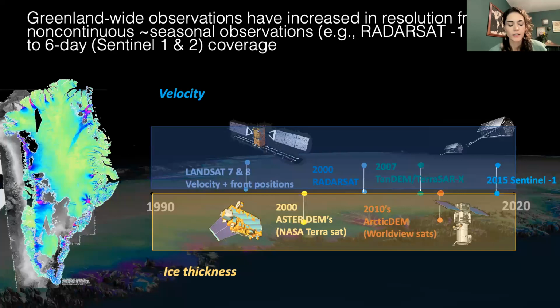Let's see what else. As far as getting estimates of how much surface melt or surface accumulation happens, it's usually a regional climate model that we get ice sheet wide estimates from, but of course those are validated against meteorological stations in places where we have those.